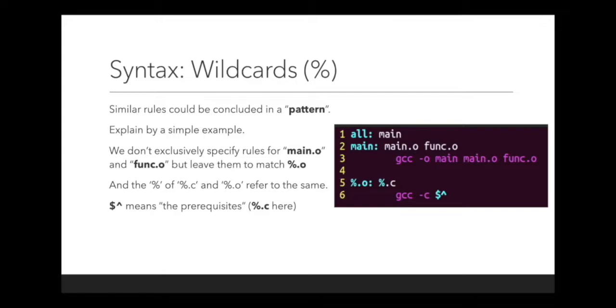And the second kind of wildcard is a percentage symbol. Similar rules could be concluded in a pattern. We don't explicitly specify rules for main.o and func.o, but leave them to match this pattern. Because this pattern matches these two object files, so they can be extended to several rules.